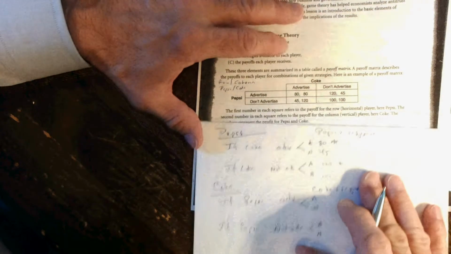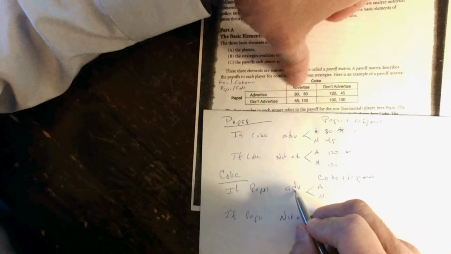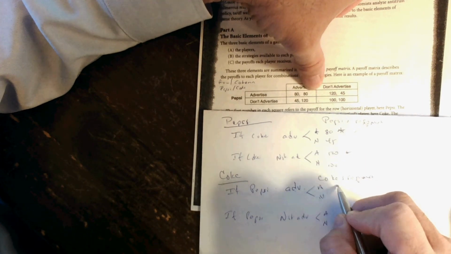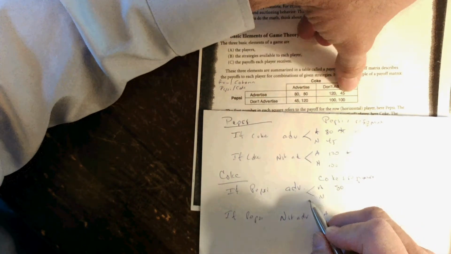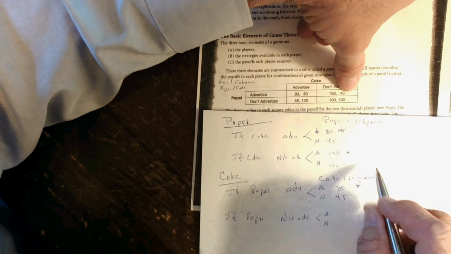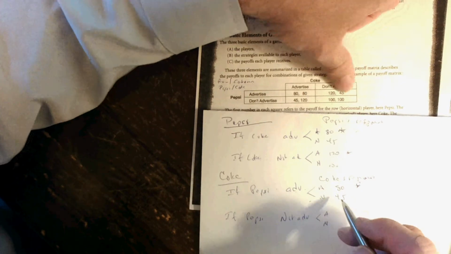So Coke's thinking to itself, if our opponent advertises, what should we do? If Pepsi advertises, and Coke's response is to advertise, Coke can get 80. But if Pepsi advertises and Coke doesn't advertise, Coke only gets 45. So if Pepsi advertises, Coke should also advertise.